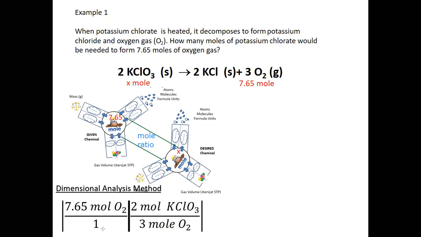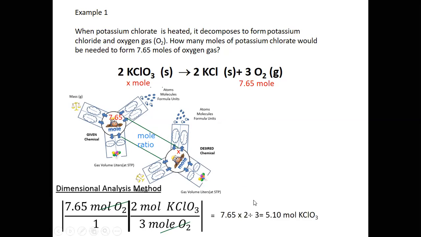This allows us to cancel out moles of oxygen, and turn it into moles of potassium chlorate, which is really what we want for this problem. We want the amount of potassium chlorate. We've arrived at what we need. Sometimes we might call this particular example of a problem a mole-mole problem, because we started with a mole amount of given, and we ended with a mole amount of desired.